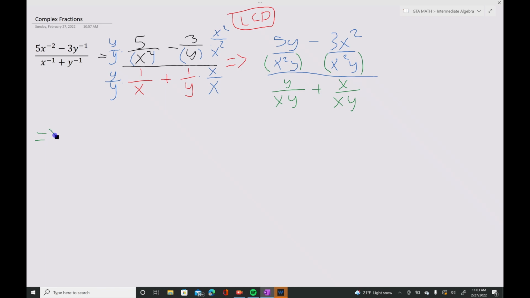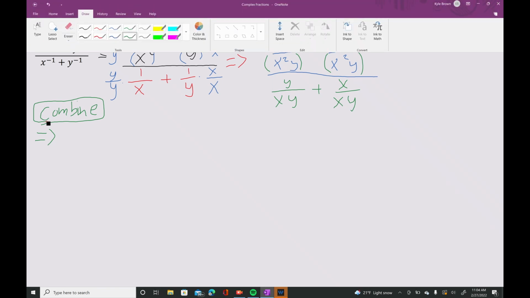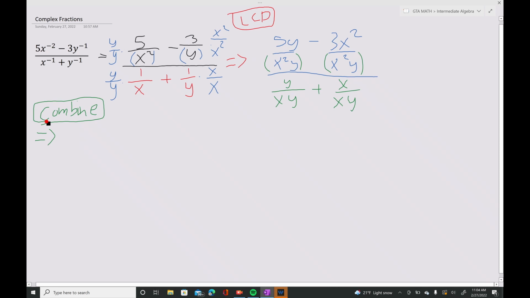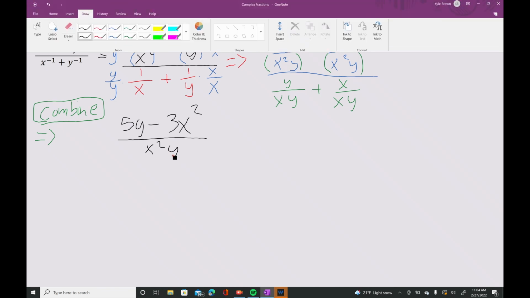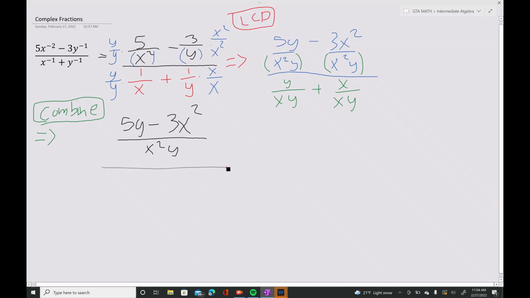So then from here, I'm going to call this step combine. And this is basically where we combine all of our fractions and kind of simplify them just to make life easy. So we're going to just rewrite everything. 5y minus 3x squared. And since we have least common denominators for both fractions, we're just going to rewrite it as x squared y. And this is still going to be a complex fraction. We haven't escaped yet. All of this over y plus x over xy.